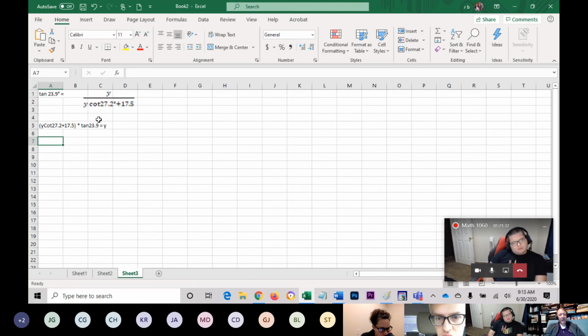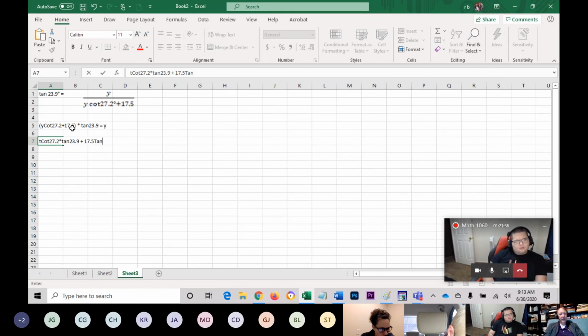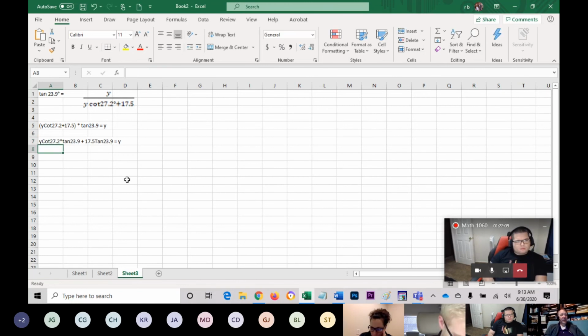So at this point, we're going to have to distribute this tangent in here. So this is going to be y times the cotangent of 27.2 times the tangent of 23.9, plus 17.5 times the tangent of 23.9. That's still going to equal y. I put a t there, but that was supposed to be a y. Okay, so I just distributed the tangent through to both of those terms. Right. Okay, now what?